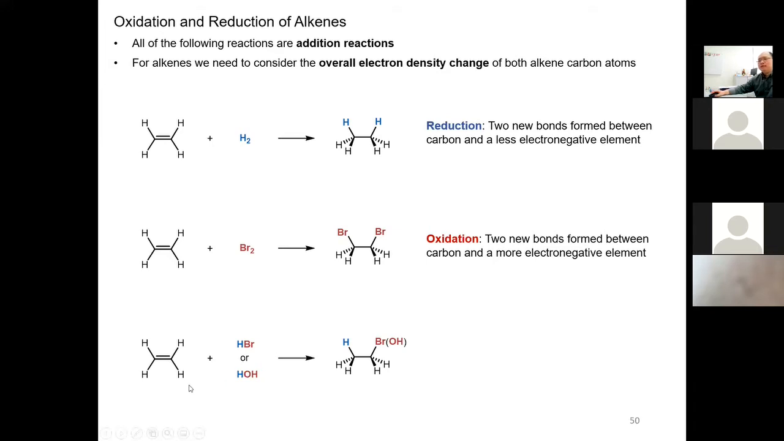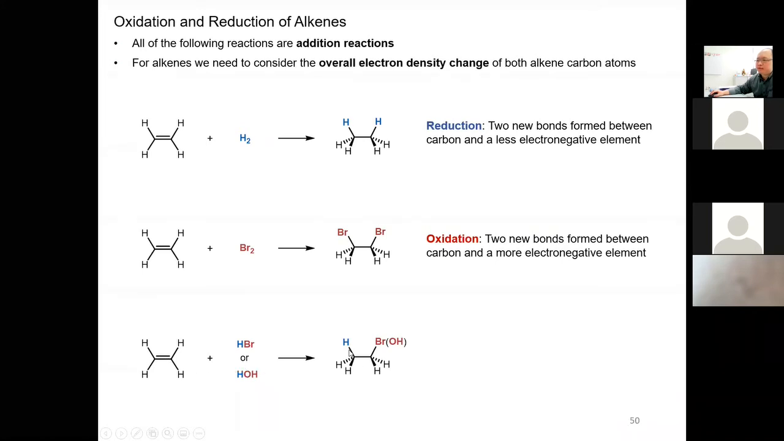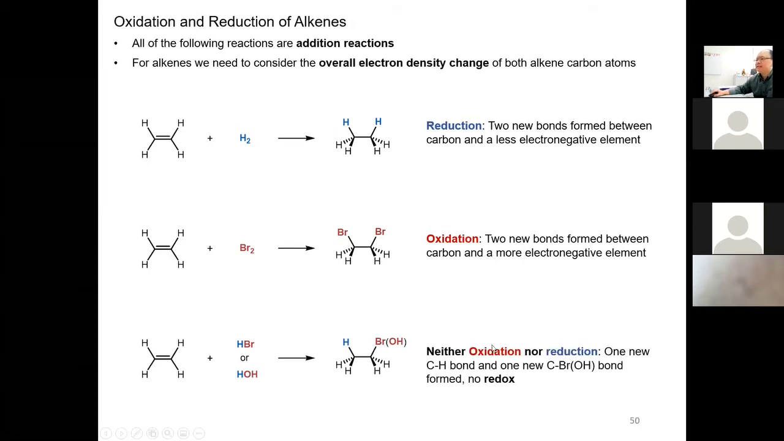So how about those reactions we just learned in the earlier part of this chapter? The addition reactions, either with water, hydration, or with HX. So in this case, the 2 C-C bonds become 1 C-H bond and 1 C-Br bond. Okay, Br is more electronegative, but H is less electronegative. So in this case, it's neither oxidation nor reduction.